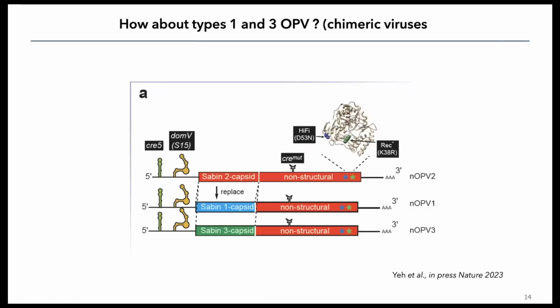More recently, of course, you have other type 1 and type 3 Sabin strains, and we've been developing also more stable nOPVs with type 1 and type 3 capsids. And the strategy there was a simple construction of chimeric virus, where the Sabin capsid of 2 was replaced by Sabin 1 and Sabin 3 capsid proteins, but the rest of the structures where all the modifications were located were identical to the original Sabin 2.